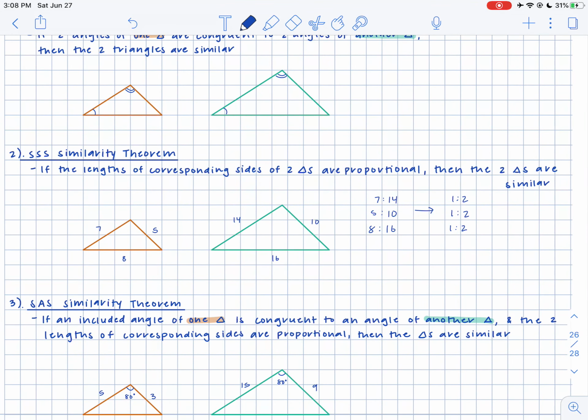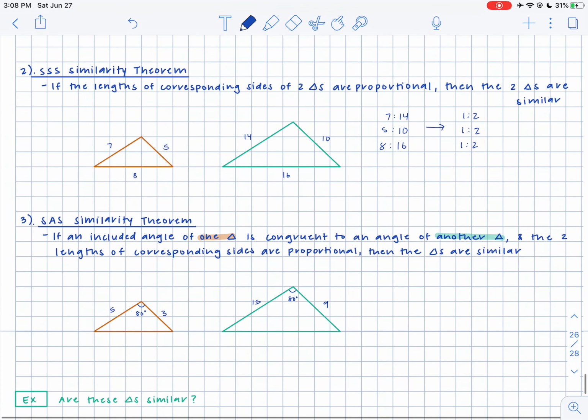Therefore, the corresponding sides, all three, are proportional, so these two triangles are similar. Now, it's important to keep in mind that all three sides have to have the same ratios. If only 2 out of 3 have the same ratios, then it's not similar. If it's only 1 out of 3 sides, then it's not similar, okay? So the lengths of all three sides need to be proportional in order to be considered similar triangles.